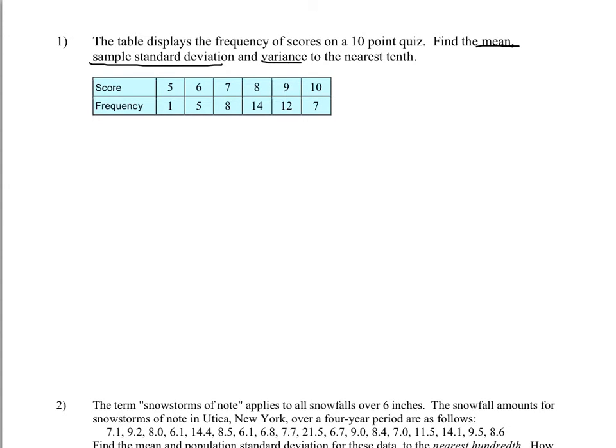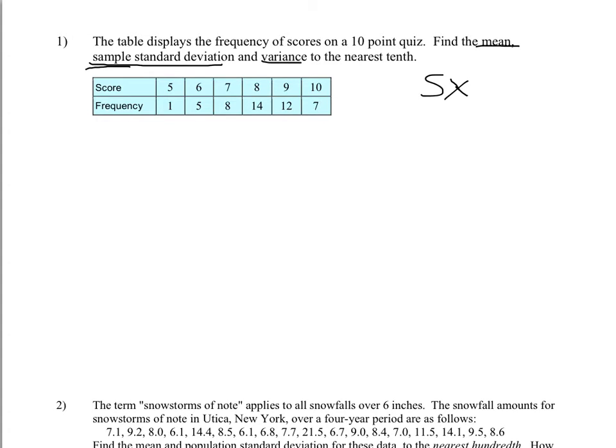Very important here. We notice that it says sample. I'm going to double underline it because it's very important. If asked to find the sample standard deviation, I know that I'm going to be searching for S sub x. So take a moment and try this on your graphing calculator at home if you have one.